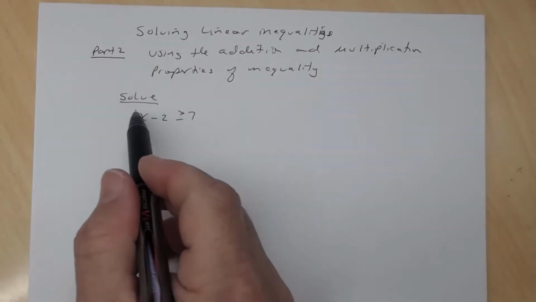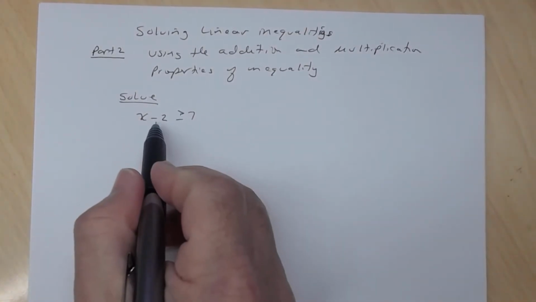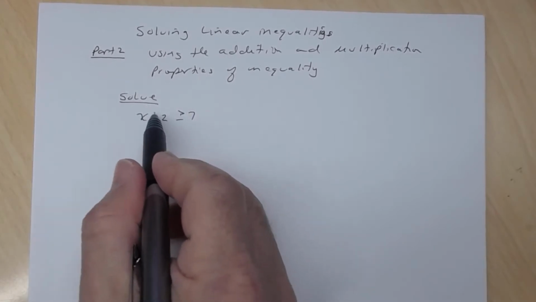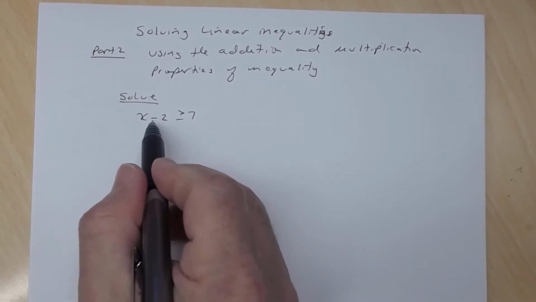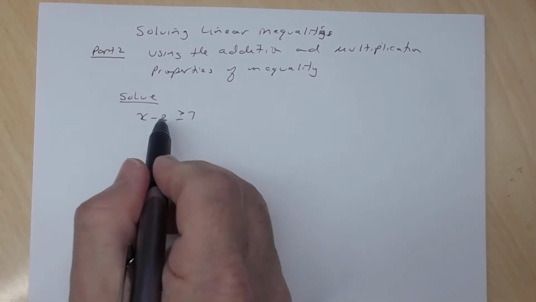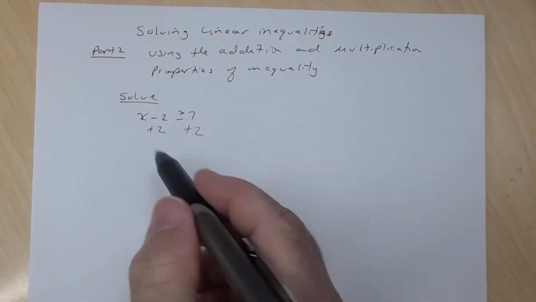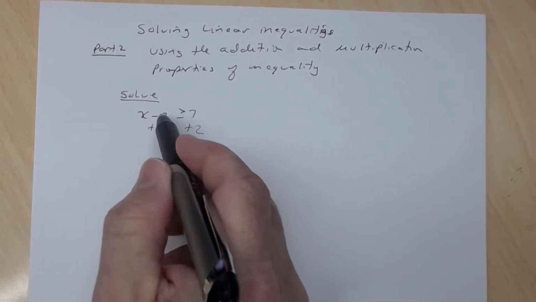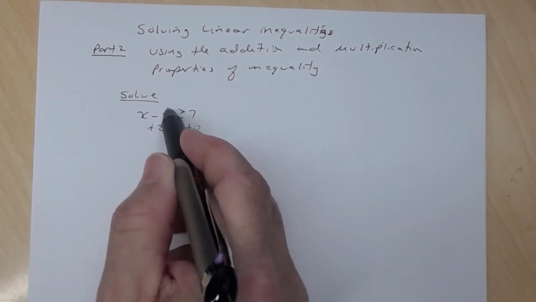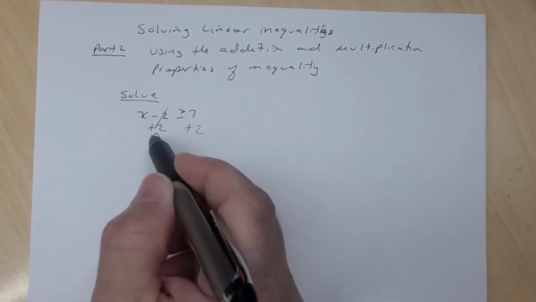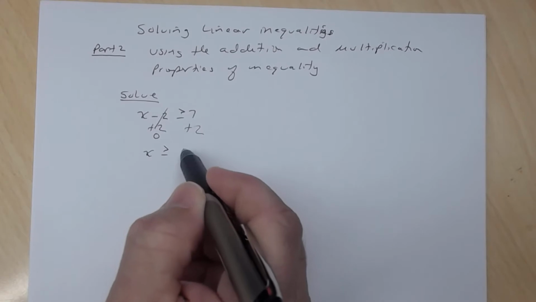So you're going to isolate the variable. So to get the variable x by itself, you want to do the inverse operation here. So since you're subtracting 2, the opposite would be to add 2, but what you do to one side, you have to do to the other. And then you can combine like terms. So when I combine like terms, a negative 2 and a positive 2 is 0. They're opposites of each other, so you get x to be greater than or equal to 9.